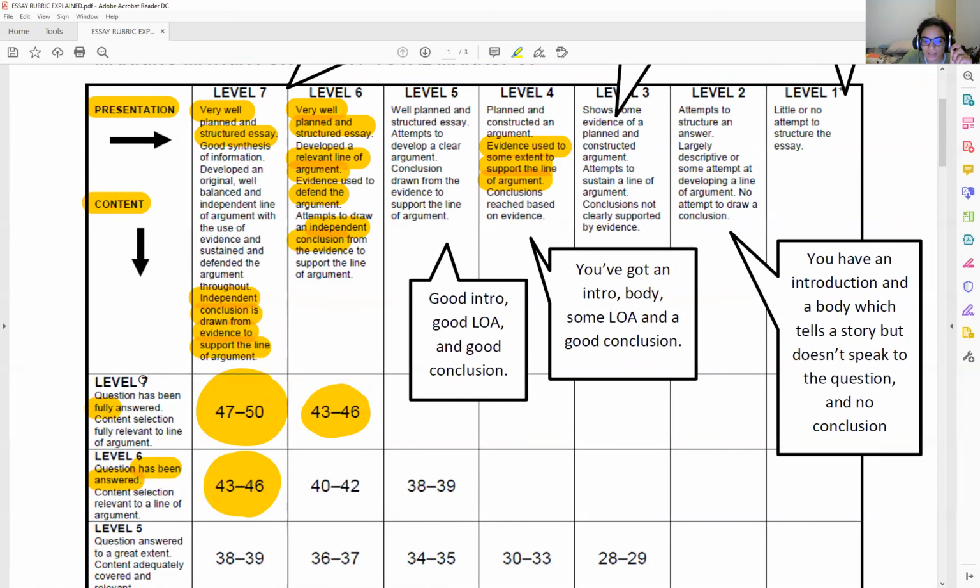So if your content is a 7, it is a 7. I can't see that you've left everything out. Your content is a 7. But now I mark you down on presentation because you don't have a line of argument in every paragraph, for example. You can lose up to 7 marks because of that. So you need to be very, very careful. Okay.